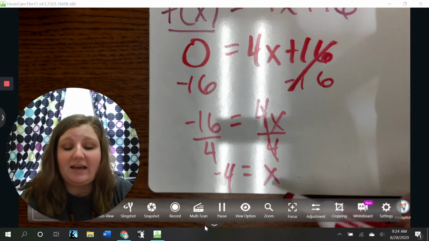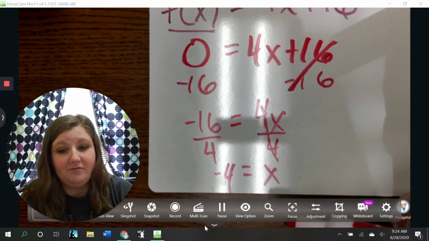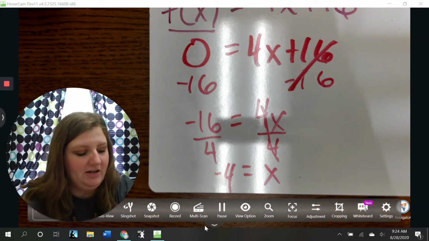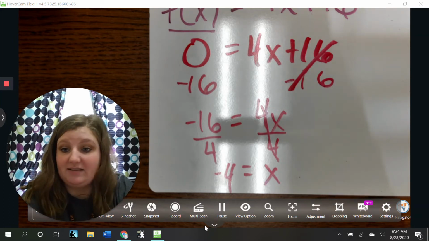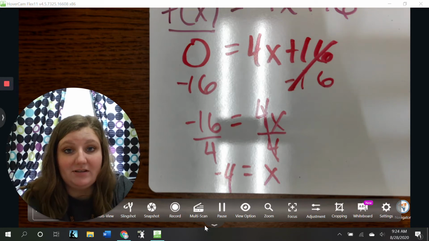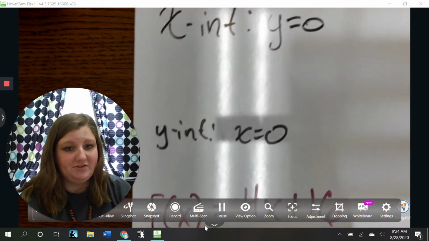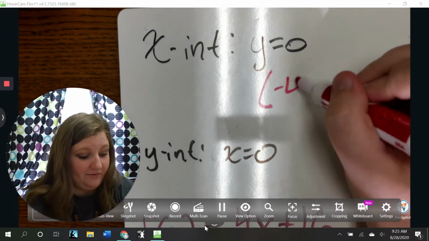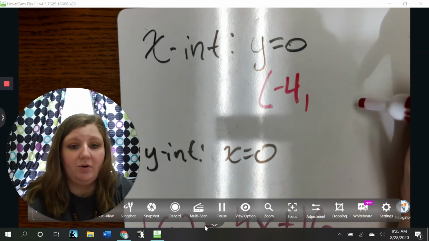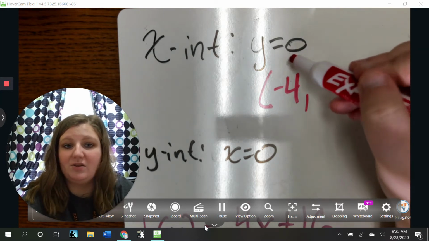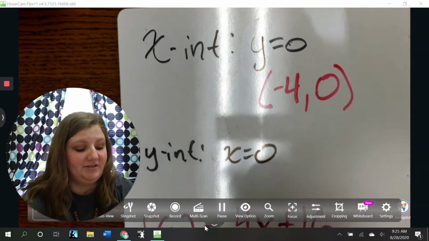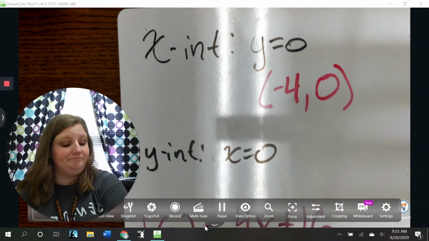Negative 4 equals x is not our x-intercept. Negative 4 equals x is a vertical line on a graph. It's an undefined function. So negative 4 equals x is not what we put for our x-intercept. Just like when we were looking at the graph, we always wrote it as an ordered pair. So up here, we write an ordered pair. We said the x-coordinate was negative 4. The y-coordinate comes from this. The y is equal to 0 for the x-intercept. So negative 4, 0 would be our x-intercept.